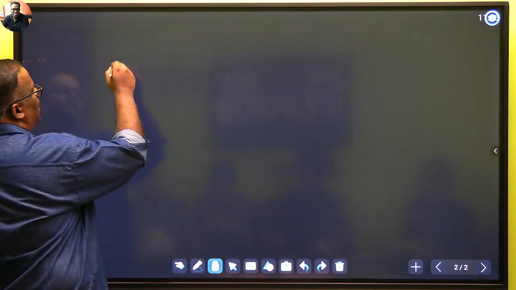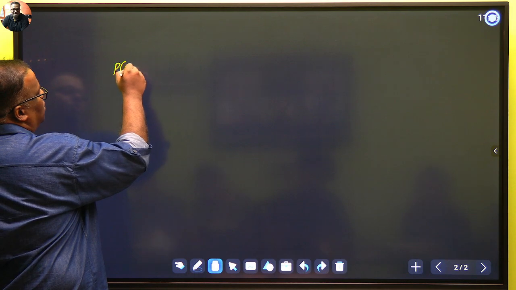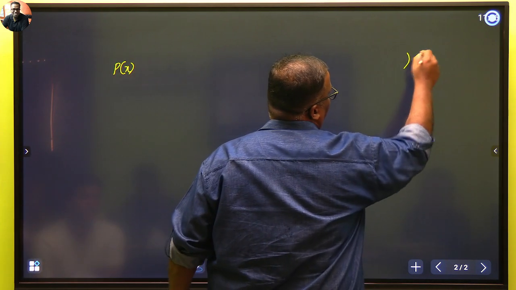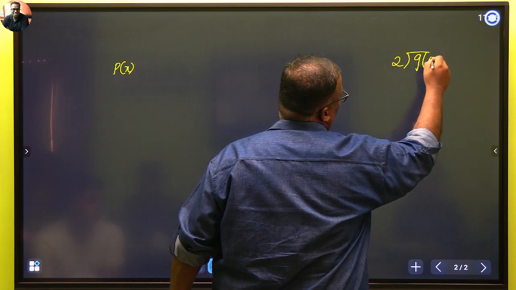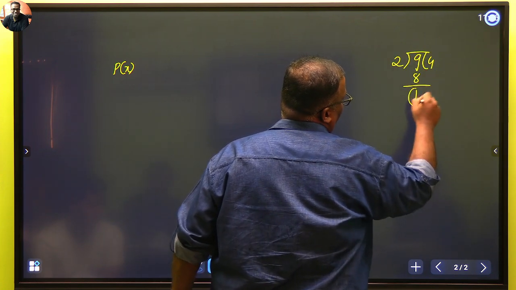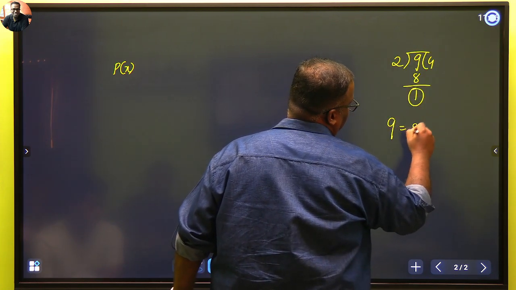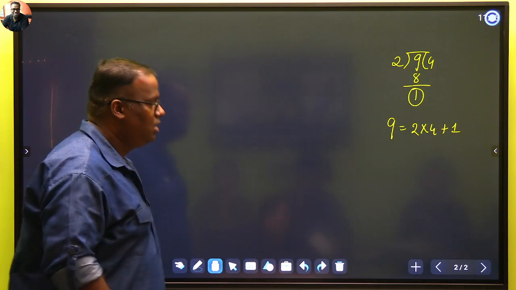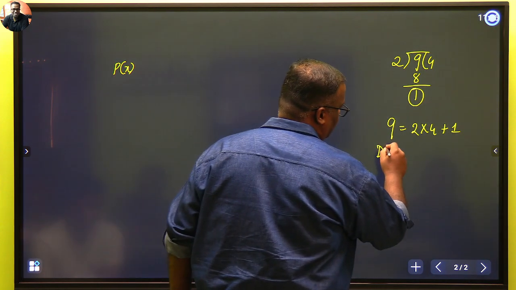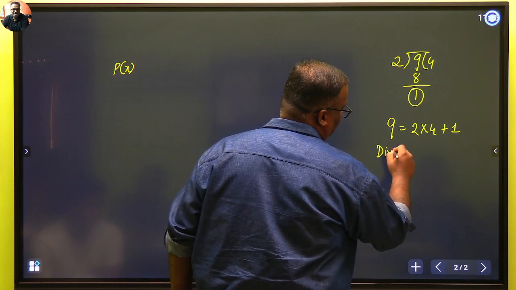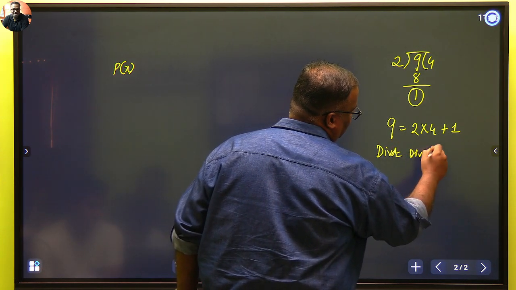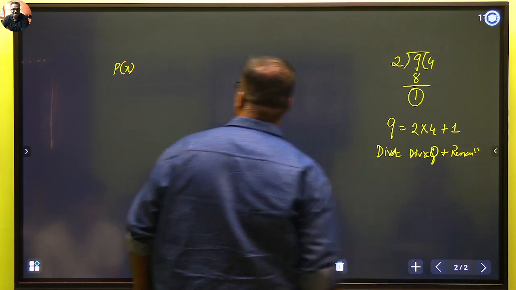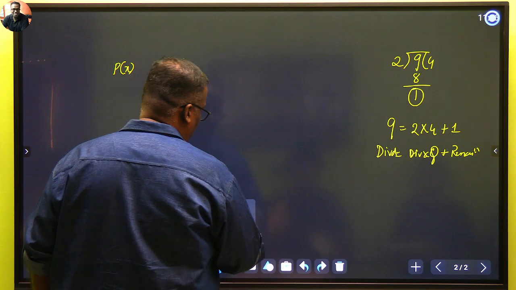Let's say we have a polynomial p of x. Okay, let's see: 9 divided by 2, 2 4s are 8 and then 1. So how do we write this? 9 is equal to 2 into 4 plus 1. So we write like this. That means dividend is equal to divisor into quotient plus remainder. Do we write it like this? Yes.